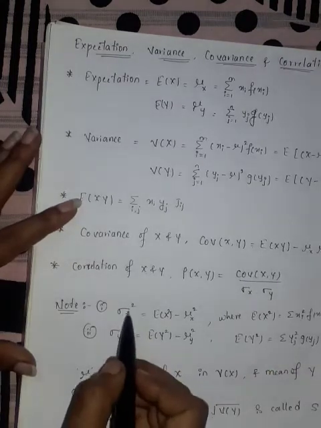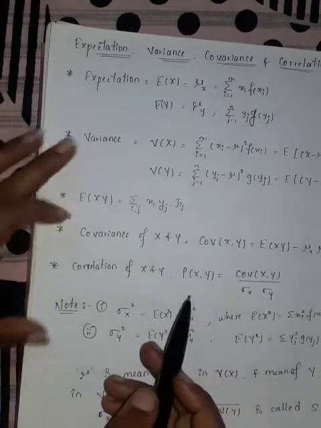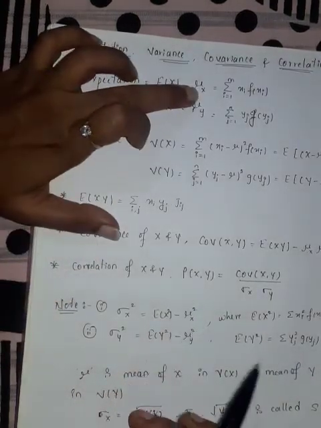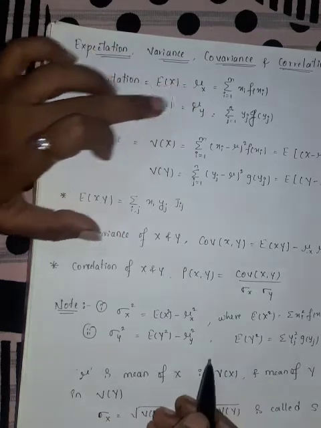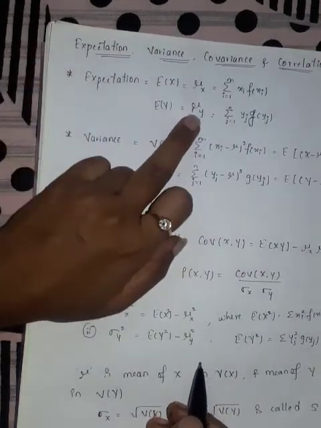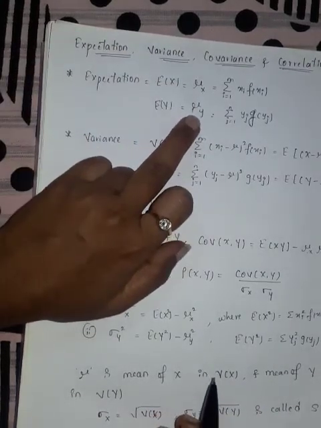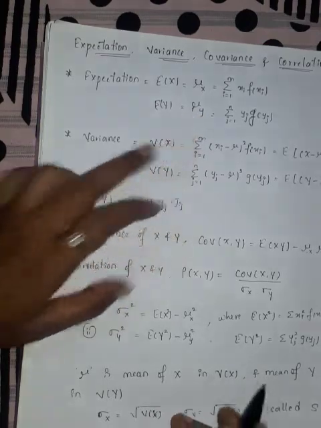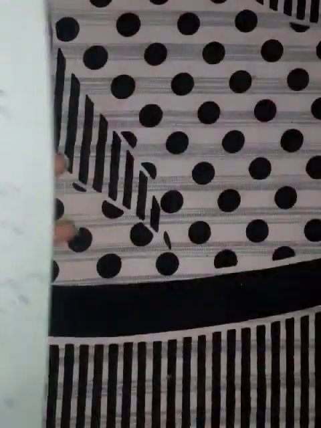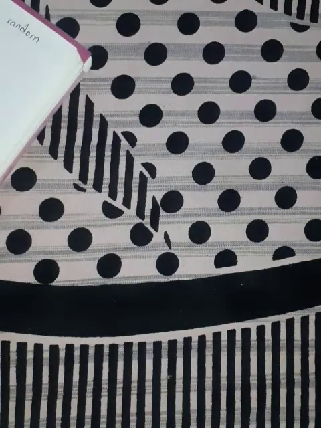So here mu x is nothing but the mean of the random variable x, and mu y is the mean of the random variable y. So let us solve some examples. Here I have taken an example.